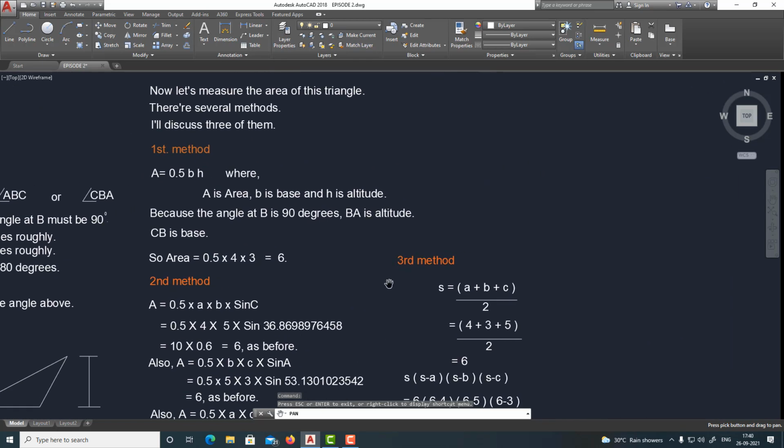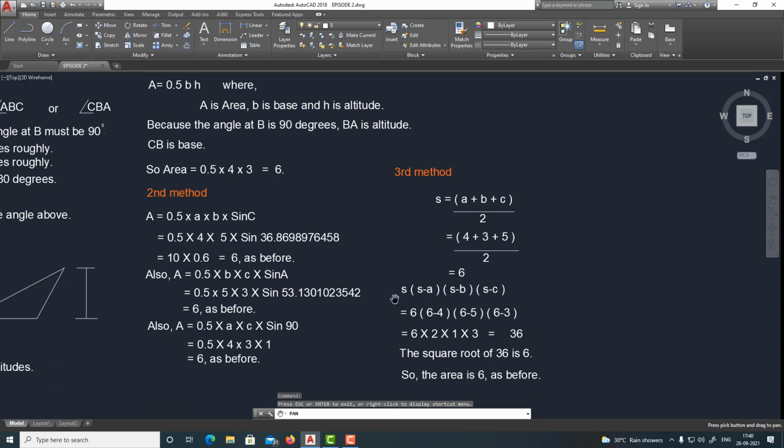We will take up the third method. Here S is equal to A plus B plus C by 2. S is called semi-perimeter. A is 4, B is 3, C is 5. We will add them and divide them by 2. That is equal to 6. The semi-perimeter is 6.